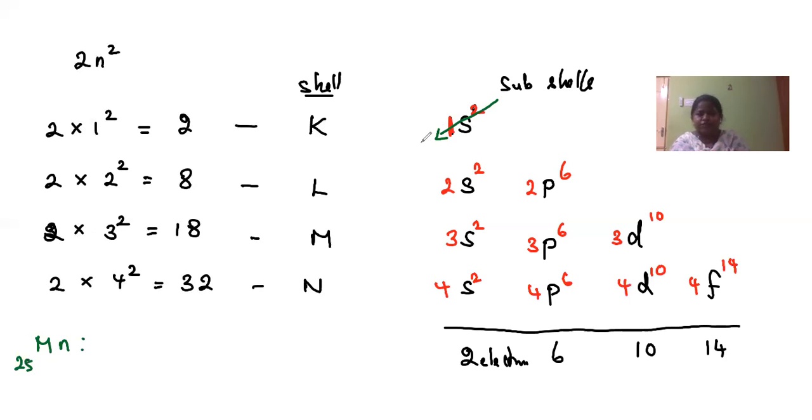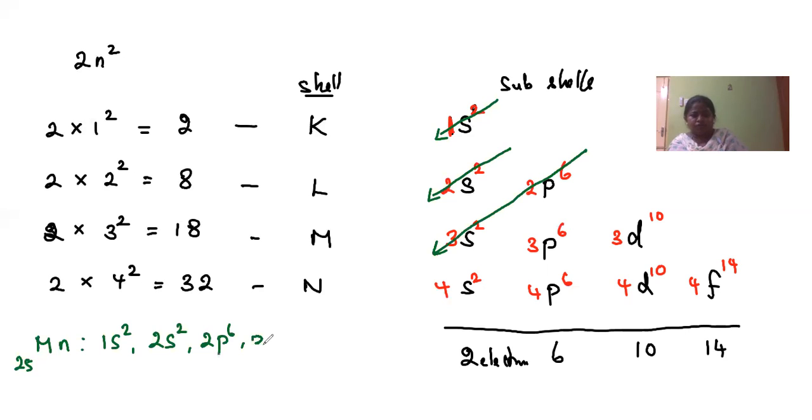So what is first? 1s2. So 2 electrons, 1s2. What is next? 2s2. What is next? 2p6, then 3s2. How many electrons over? 2, 4, 10, 12. 12 over.